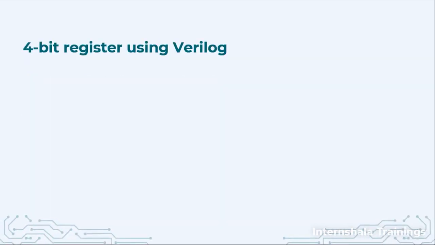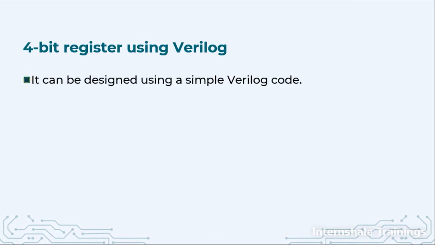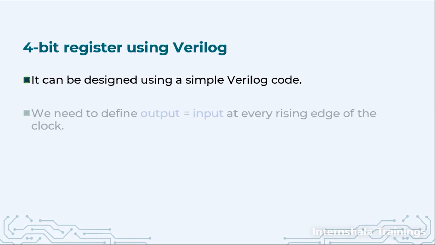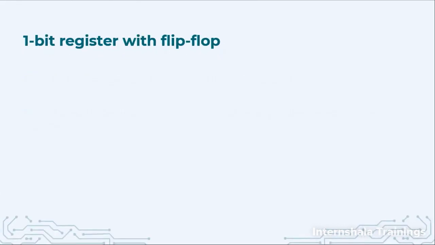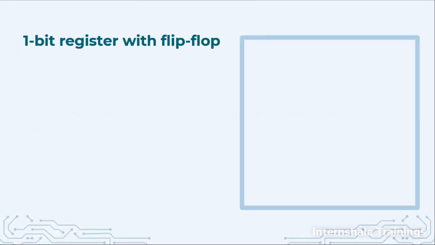So now, how can we design it using Verilog? Well, the logic is simple as we understand, and the code is also simple. We will simply say at the positive edge of the clock, output is equal to input. So that is the simple code. A one-line code can define your 4-bit, 8-bit or any-bit register. Now let us look at one more alternative.